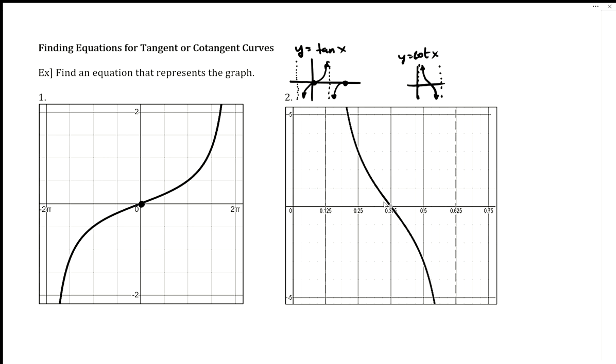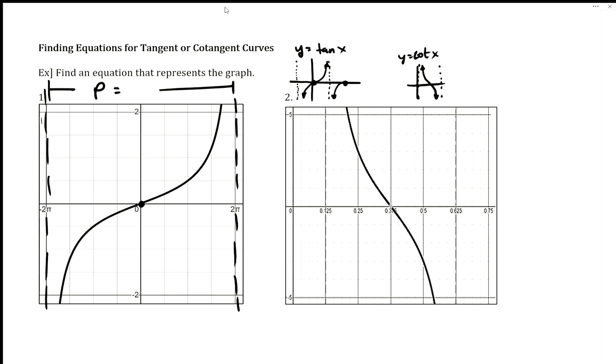Okay, so notice it goes through 0, 0, and then they don't put them there, but it looks like we can assume we've got an asymptote at 2 pi and at negative 2 pi. So we've got that there. Okay, and in both of these functions, in cotangent or tangent, from one asymptote to the other is the period. So I'm going to mark that right now. Okay, so we can find that period.